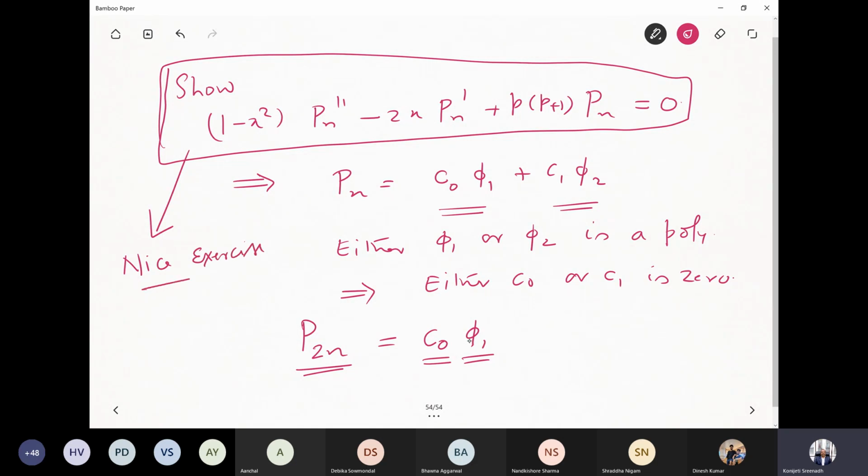I don't know if I gave this as an exercise in the problems. Let me see. If not, you can try this as an exercise. I didn't give this, but you can try this.